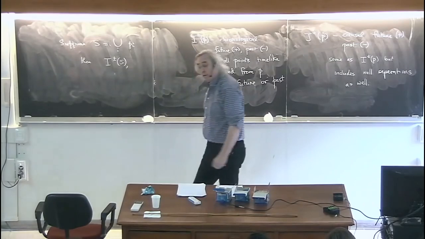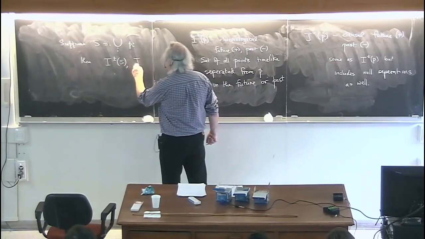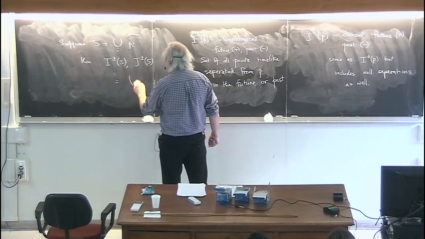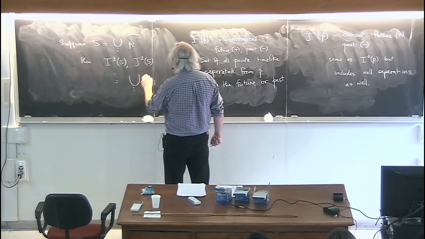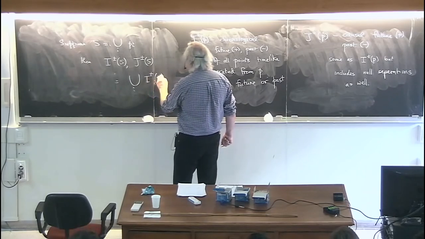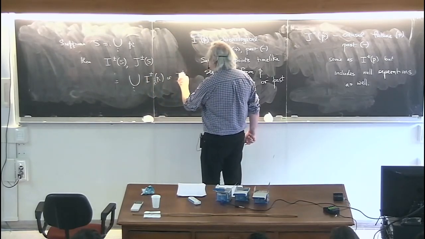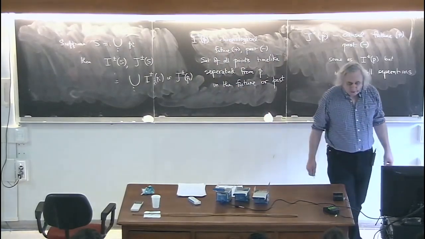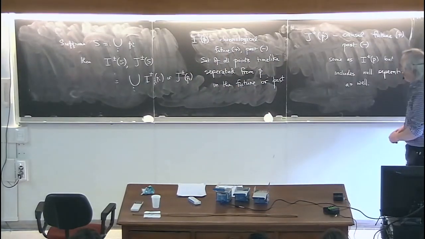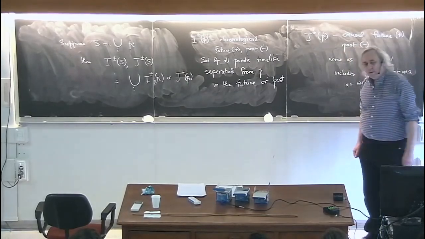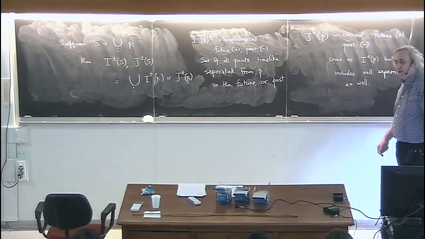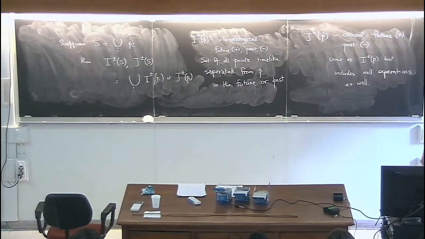Then you can define the chronological past or future, the causal past or future of S as being equal to the union of I plus or minus of P or J plus or minus of P as appropriate. So you can deal with whole sets of points in that way. So, for example, let's think a little bit about what one tries to do in any physical situation.